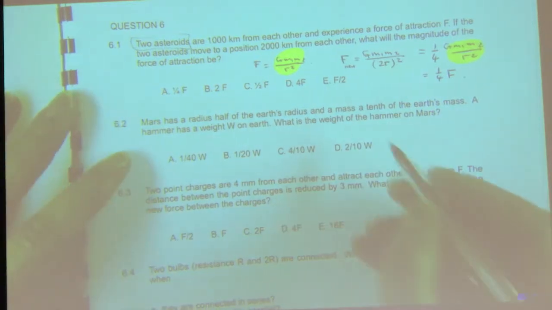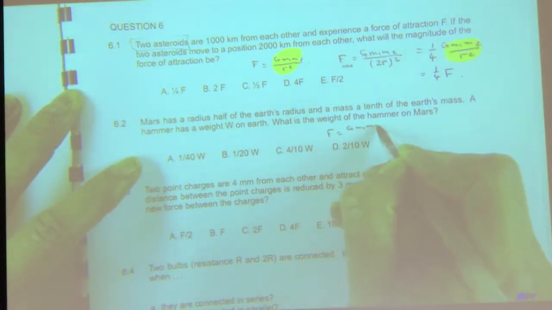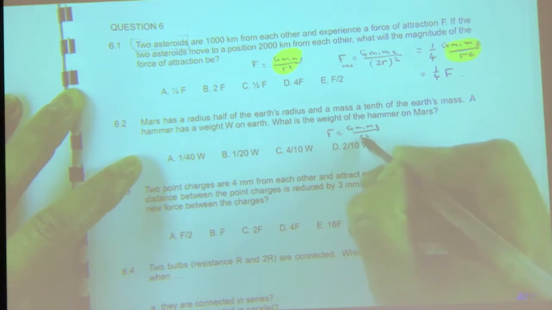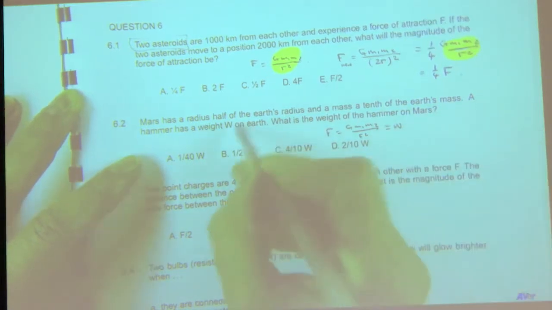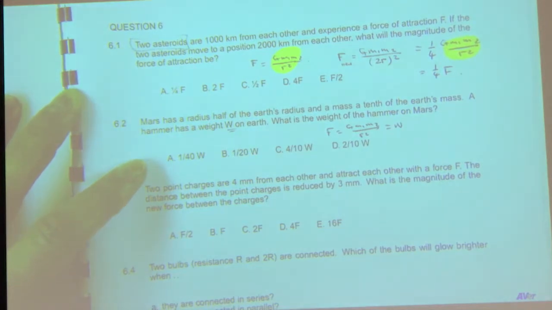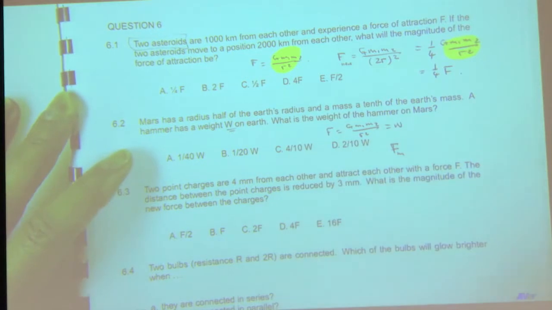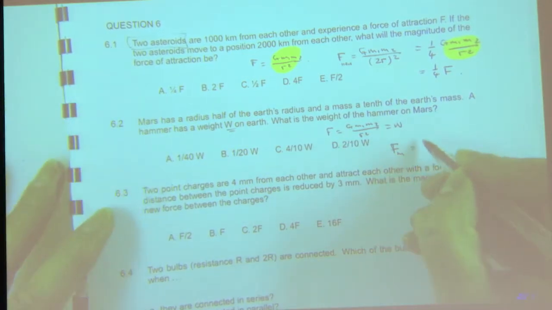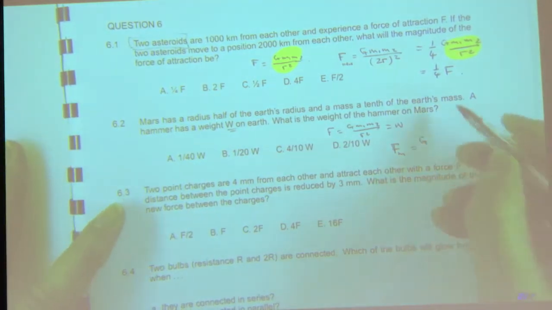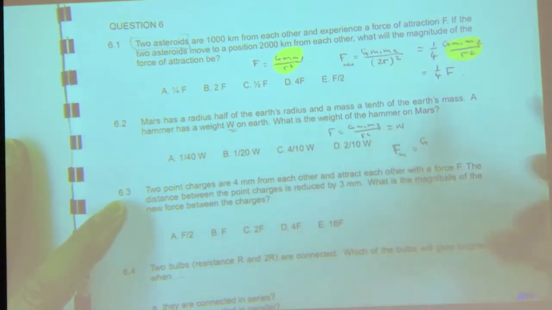Right, so it's once again the universal law. F equals G M1 M2 over R squared, and that they call W. So we start on Earth, and now we're going to this other planet. If we go to the other planet, now we're on Mars. Same universe, same G. Did the hammer change? No, so one of the M's should be the same as before. The hammer didn't change.